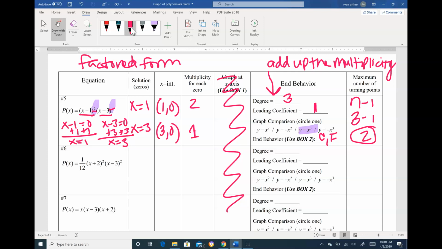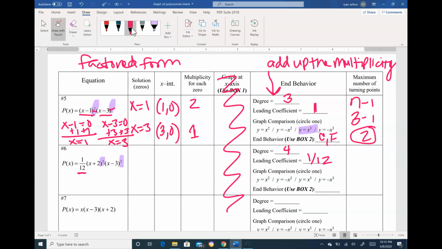Okay? Solutions. You do not have to do anything with that 1/12. That 1/12 is your leading coefficient, so I'm going to go ahead and write it over there. Now your degree is your multiplicities added up. So 2 plus 2 would be 4. So that's my degree.